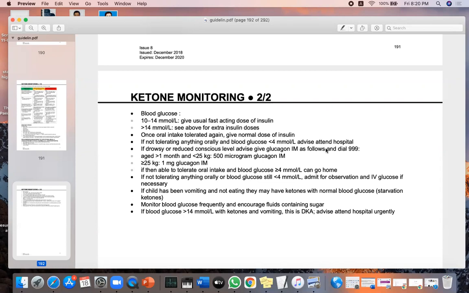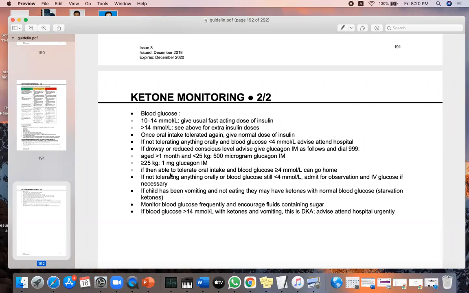So better if you give intramuscular glucagon. See, below 1 month even, we can give intramuscular glucagon. More than 1 month, of course, we can give. And this is taught by the diabetic team to the mother or to the caregiver.